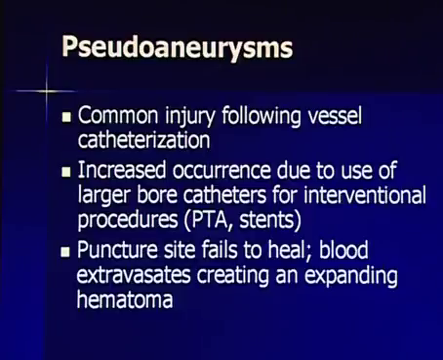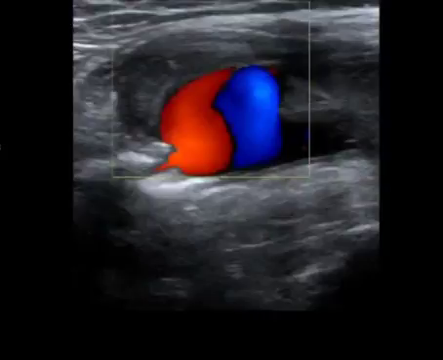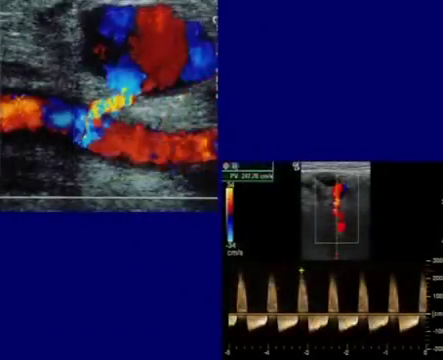And what happens is we poke this hole in the artery, it's a pretty good size hole, and it doesn't heal. And some of the blood leaks out and extravasates into the tissue, kind of forming an expanding hematoma, and it gets trapped there by the loose connective tissue around the vessels. If we look at pseudoaneurysms on color, we see this very classic presentation of a yin-yang appearance here, the swirling of the color flow.